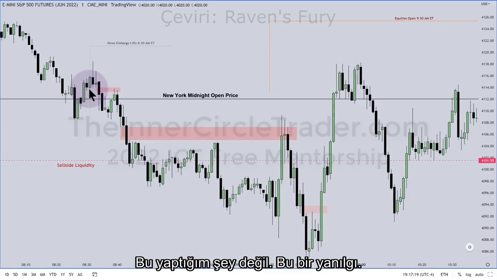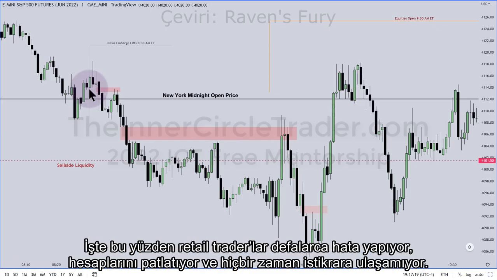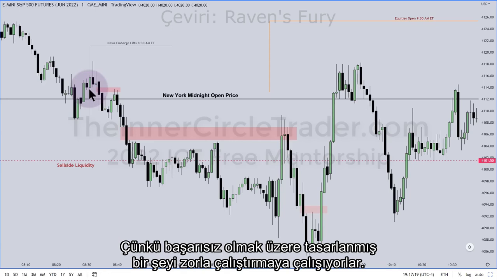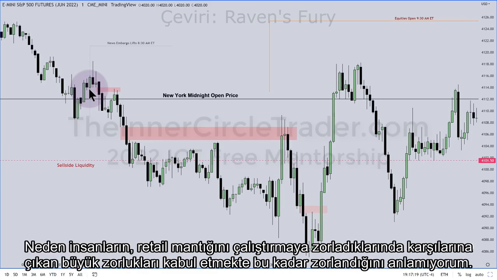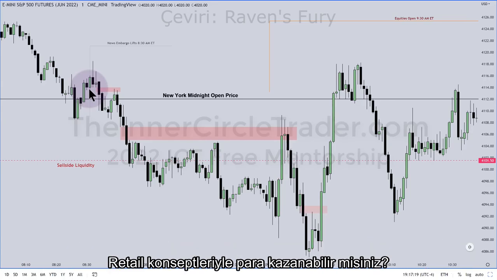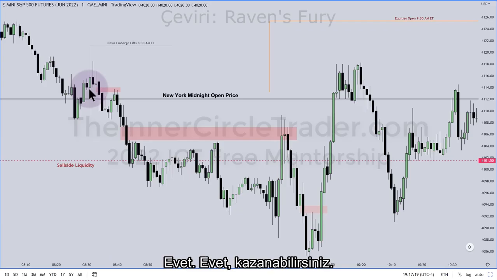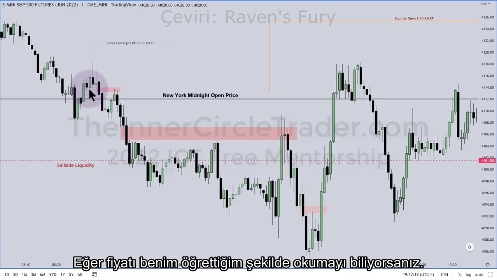That's a fallacy. That's the reason why retail traders drop the ball so many times or blow their accounts and never find consistency, because they're trying to force something that is designed to fail. I don't know why it's so hard for people to acknowledge when they are met with extreme adversities trying to force retail logic to work. Can you make money with retail concepts? Yes, you can, if you understand how to reprice like I'm teaching it.